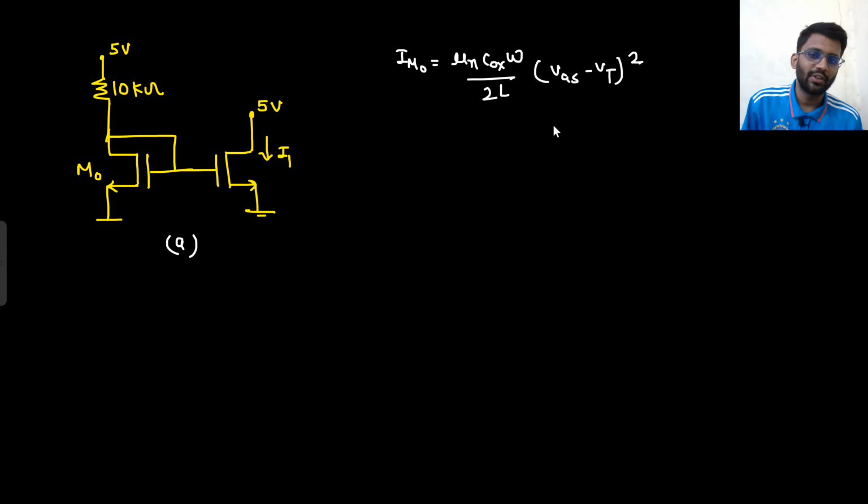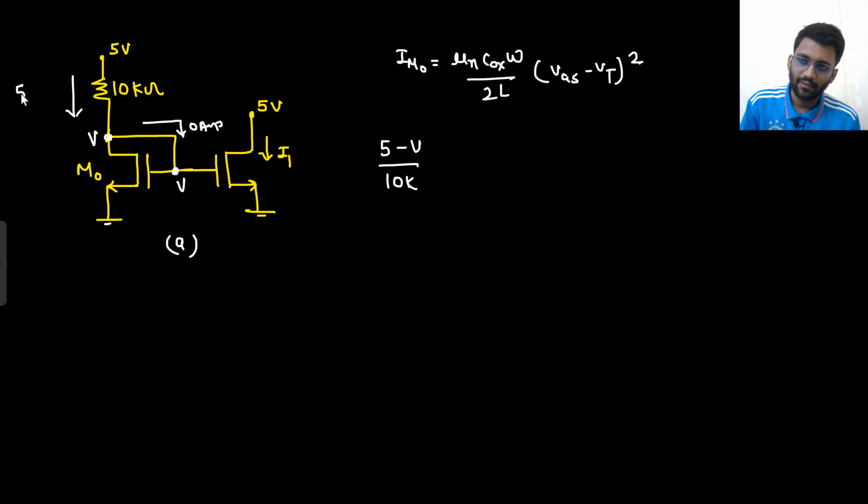You have the value of mu n Cox W by L, you have the value of Vt, but you don't have the value of Vgs. Let's just assume Vgs value is V, because this node is grounded. Now the same V will be going here as well. And since there is 0 ampere current going here, then what you can write? That 5 minus V by 10k would be equal to the current in M naught, right? The same current will be flowing.